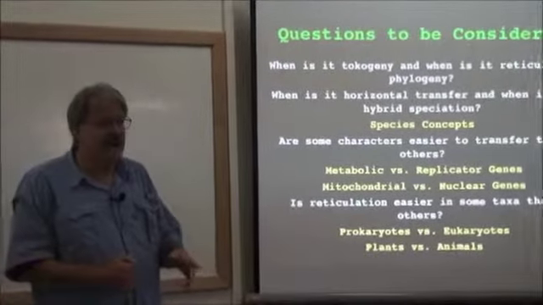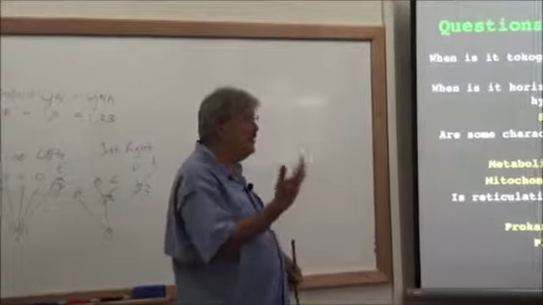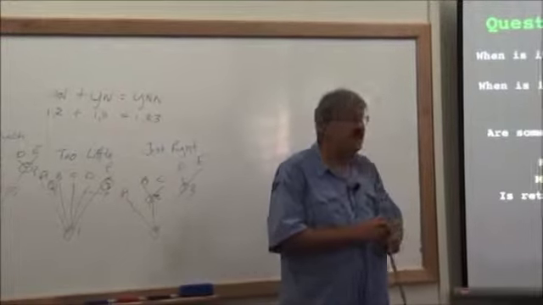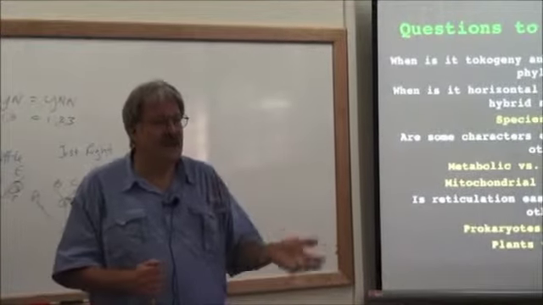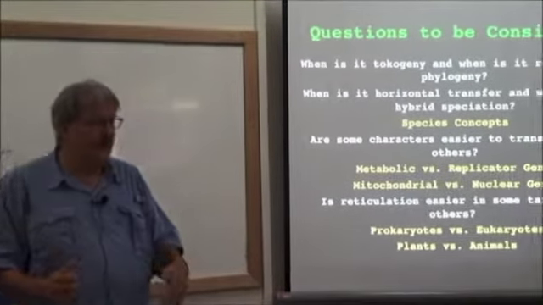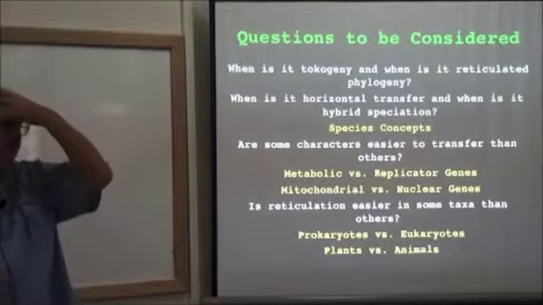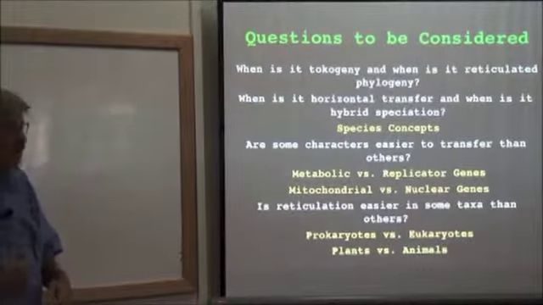That's what you actually need to resolve. Now we have a way to help resolve that. We have an additional tool to use. When is it horizontal transfer and when is it hybrid speciation? When is the gene transfer asymmetric? When do you have hybridization that does not produce a new species? How does that happen? What are the mechanisms that take place?